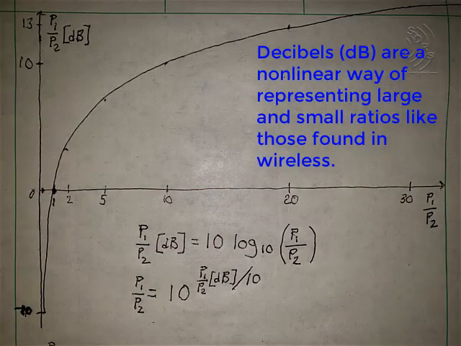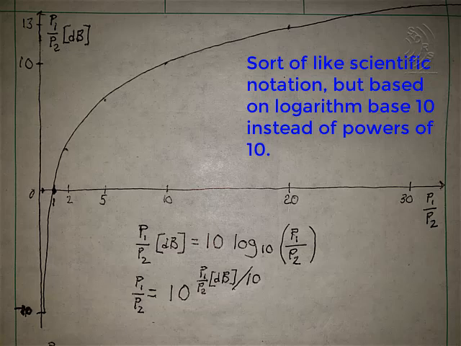Decibels are a nonlinear way of expressing ratios. Decibels are based on the logarithm function, specifically the logarithm base 10. Similar to scientific notation, decibels are a convenient way of representing very large and very small numbers and ratios, which we must deal with in radio frequency or RF systems.